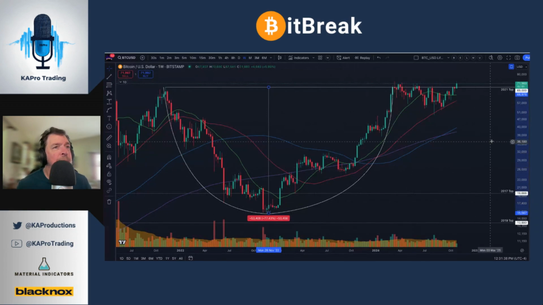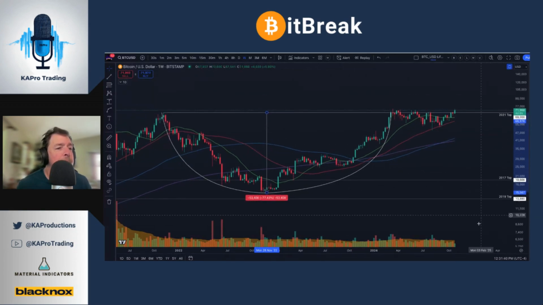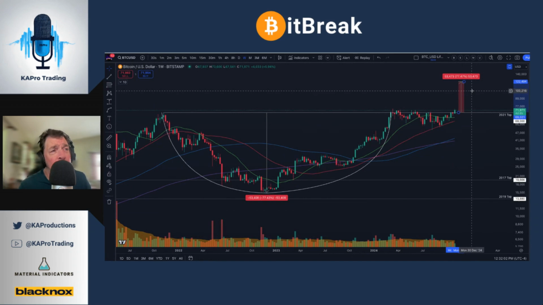To measure where we could potentially go from here, we're going to take that same tool and draw that same 77% to the upside and see where that lands us. And that lands us right here at, well, 122,500. That's a ballpark, right? Doesn't mean it has to be exactly there, but that's kind of the ballpark range that I'm looking at. Could it go higher? Absolutely. Might it fizzle out and not reach that level? Absolutely. This is not an exact science, but this is a good tool for forecasting.